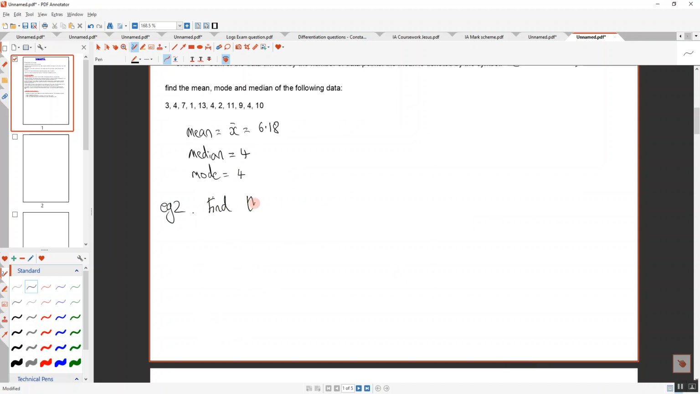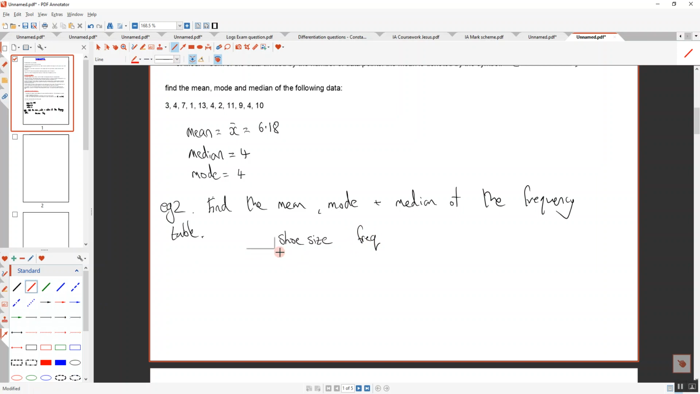Find the mean, mode, and median of the frequency table. This one is to do with shoe size, and then we've got frequency. So what does frequency mean? How many times it occurs? Yeah, good. How many times it occurs. If we're looking at shoe size, what kind of data is that?